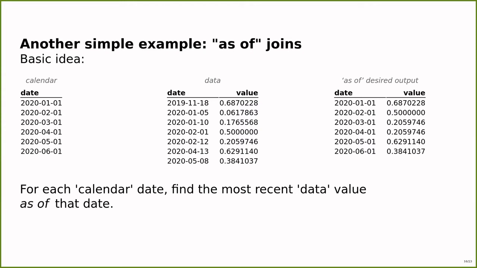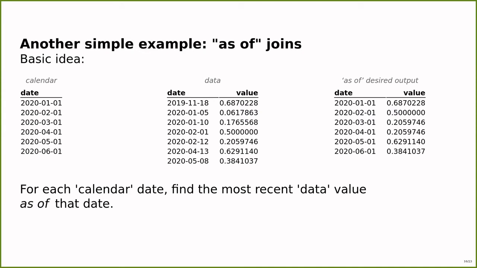One of the tables is usually a regular set of timestamps or calendar dates, and the other table is just a bunch of measurements that are taken whenever. And the as-of join question is, for every regular calendar date in the calendar table, look up and find the most recent data value as of that date, and return that. It's a really simple question to ask, and it's ubiquitous in time series analysis.